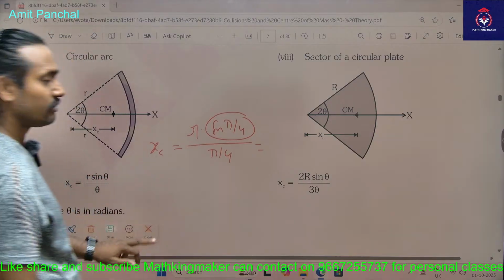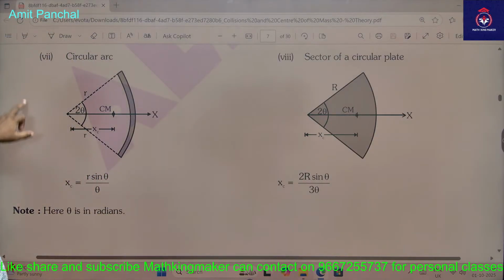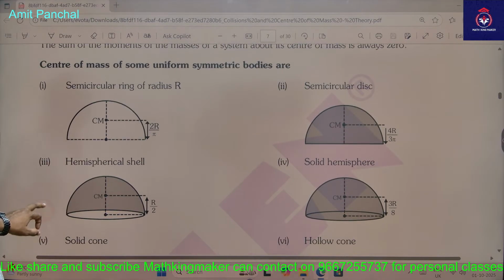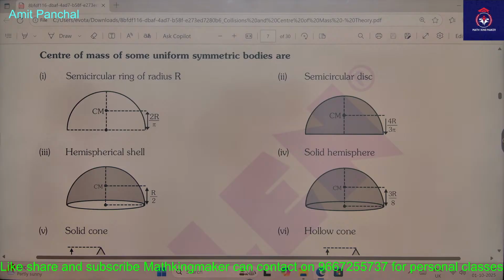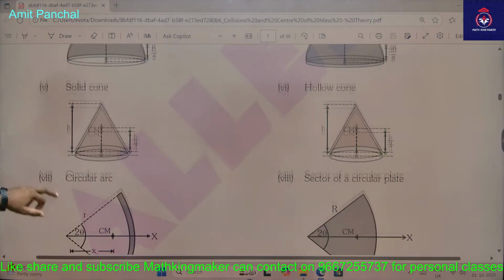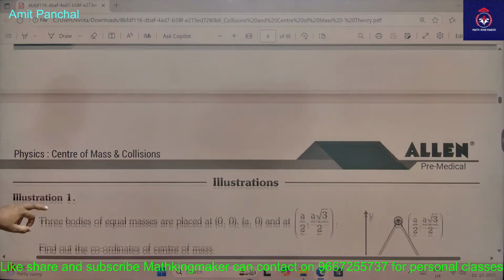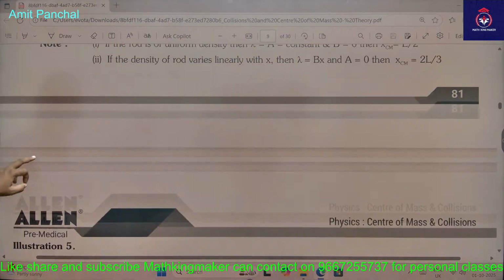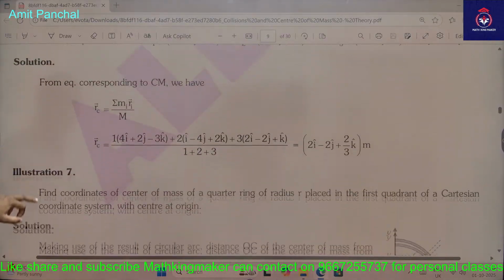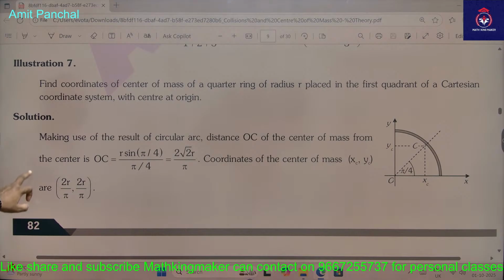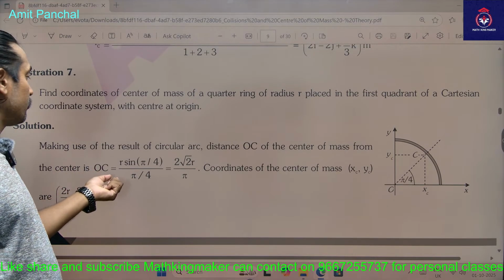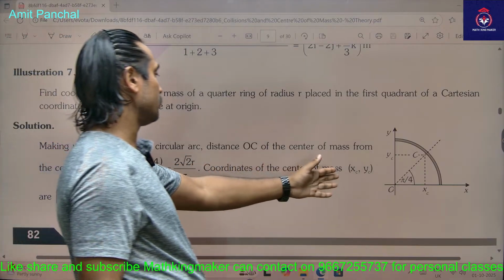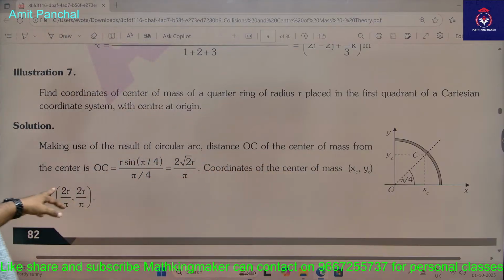I should remember these formulas. Yes, these are for special regular shapes, symmetrical bodies, so you need to remember them all. In the previous session I forgot to tell you this one. So the center of mass would be equal to r sine pi by 4 divided by pi by 4. That is the coordinate of center of mass. That means xc is 2r by pi.